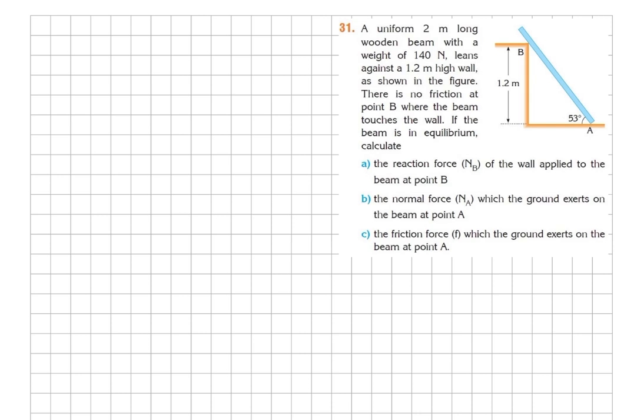Question 31. A uniform 2-meter long wooden beam with a weight of 140 newtons leans against a 1-meter high wall, as shown in a figure. There is no friction at point B where the beam touches the wall. If the beam is in equilibrium, calculate the reaction force NB of the wall applied to the beam at point B, the normal NA which the ground exerts on the beam at point A, and the friction force which the ground exerts on the beam at point A.